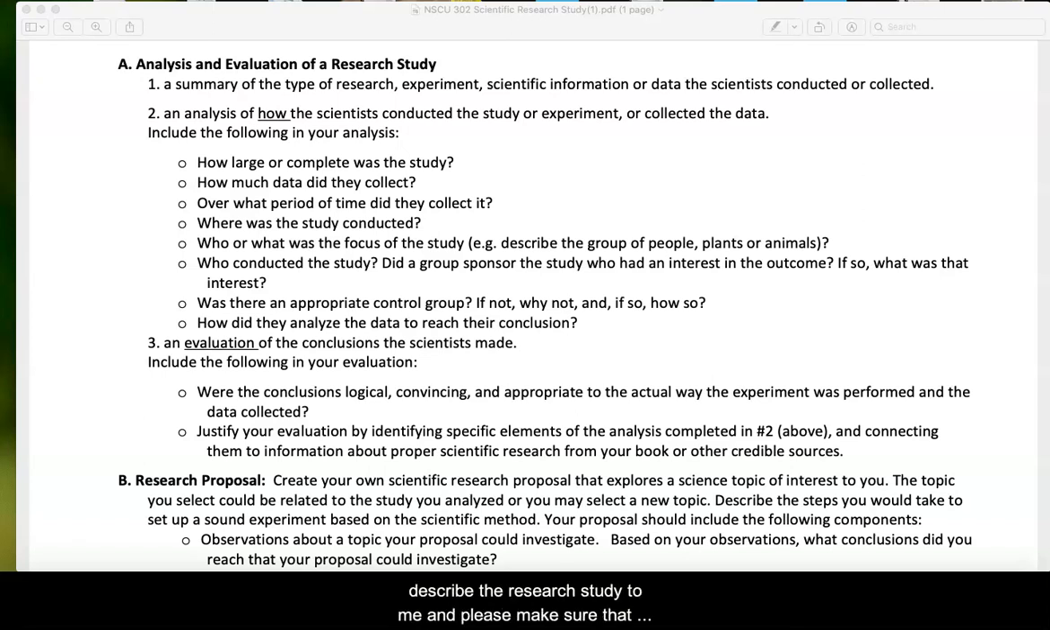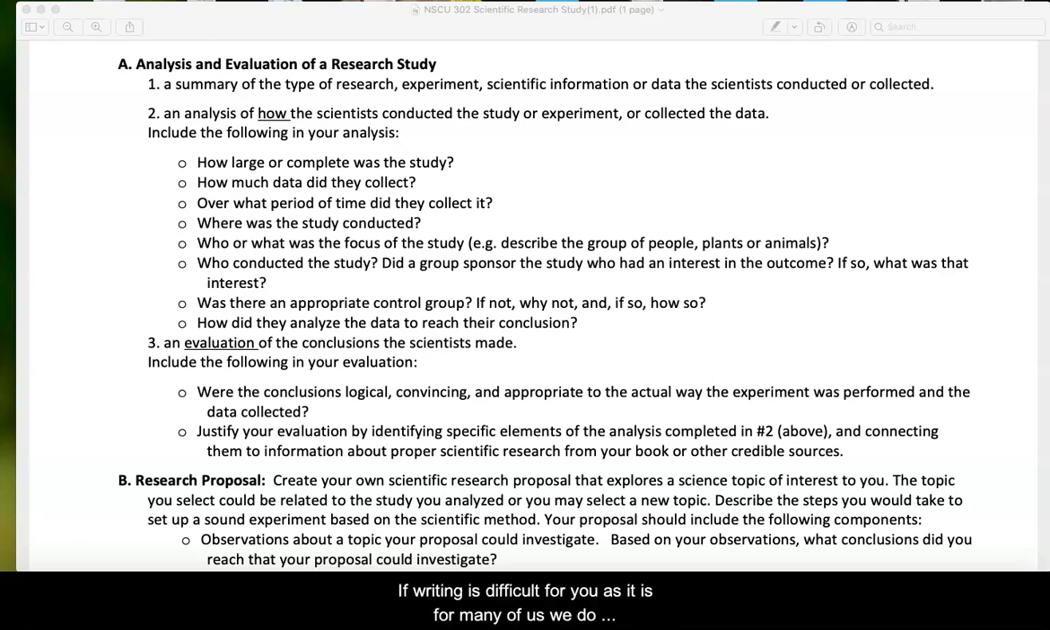Once you describe the research study to me, and please make sure that you cite and reference your study in that section, then I want you to think about, were the conclusions that were made in the scientific study logical and convincing? Were they appropriate to the actual way the experiment was performed and the data collected? And I'm going to need you to justify your evaluation by identifying specific elements of the analysis completed. So basically, you're going to tell me if you agree or don't agree with the research study. Now, again, please utilize the Brandman University Library.